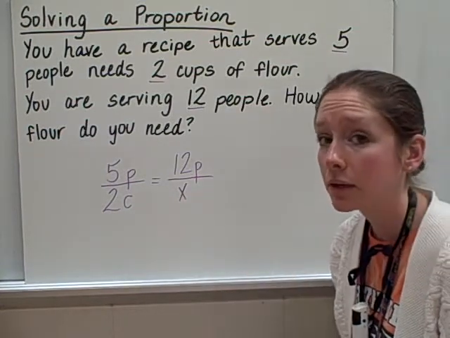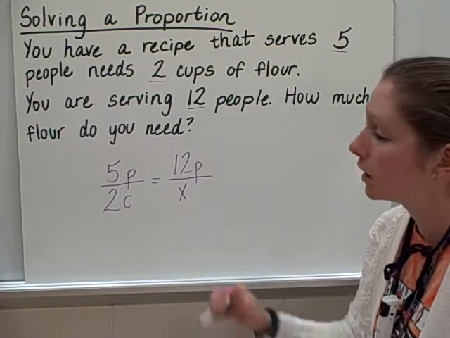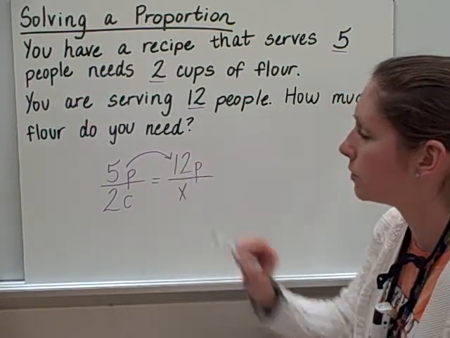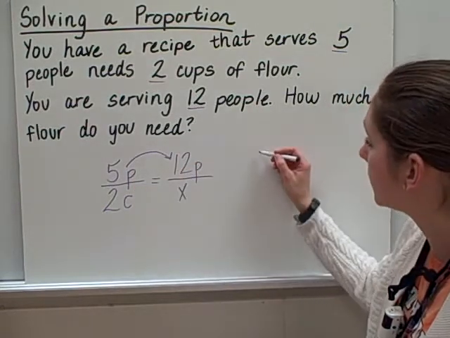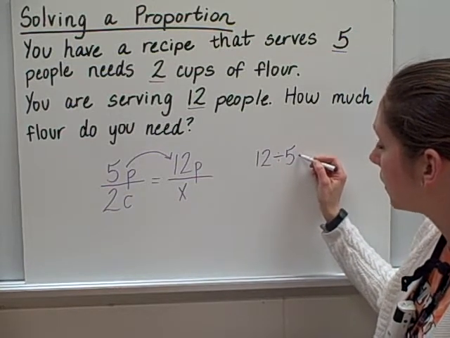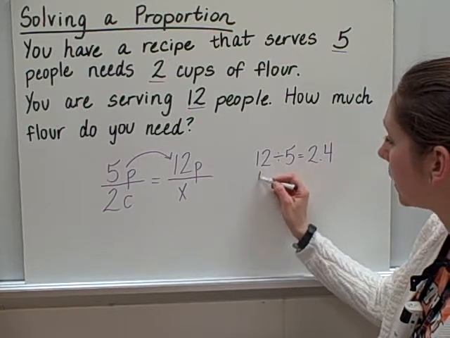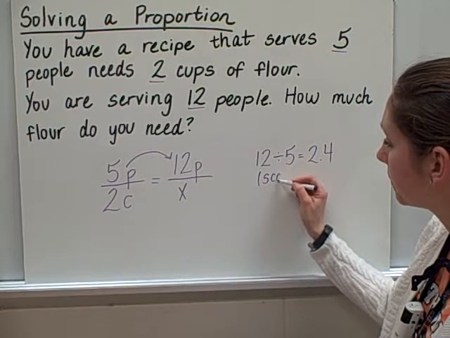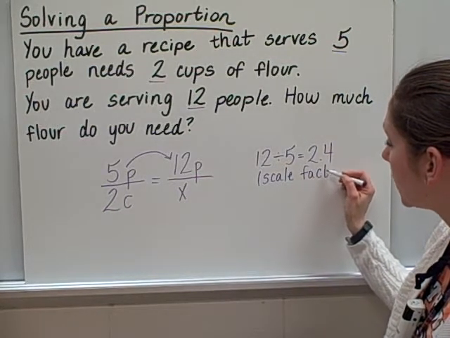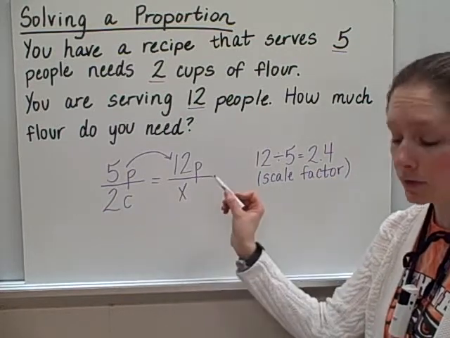There's a couple of different ways to solve here, guys. We're going to be focusing first on using scale factor. So that means I'm trying to figure out 5 times what would give me 12. To do that, I'm going to do 12 divided by 5, and I'm going to get 2.4. So again, this is my scale factor.